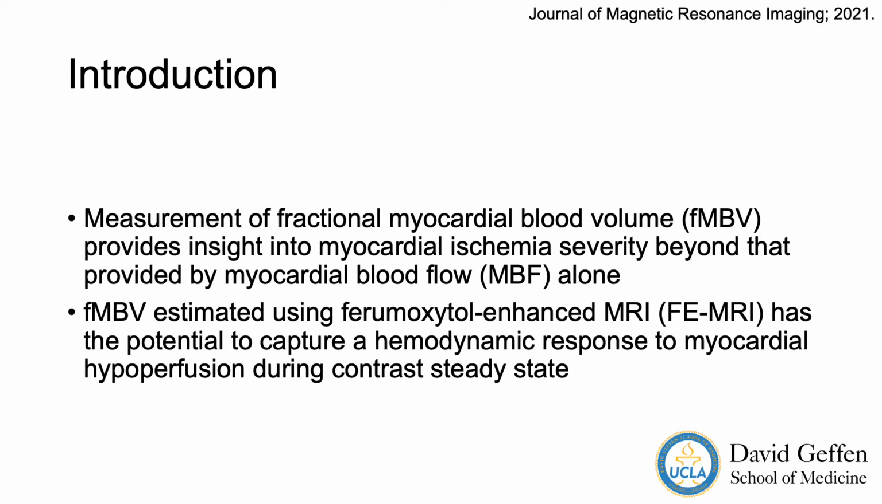In studies of myocardial perfusion, the measurement of fractional myocardial blood volume, which we typically define as the fraction of a voxel of myocardial tissue that is made up of the intracapillary blood volume, can provide insight into myocardial ischemia severity beyond what we can get from measurements of myocardial blood flow alone. Fractional myocardial blood volume can be estimated using magnetic resonance imaging with the iron-based contrast agent ferumoxytol. This technique has the potential to capture a hemodynamic response to myocardial perfusion during contrast steady state.